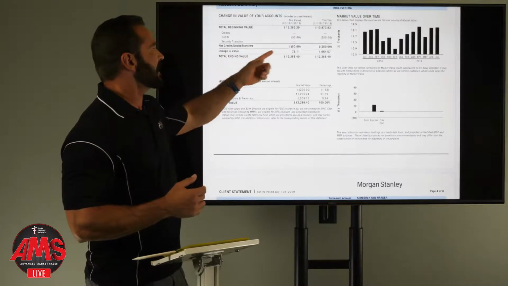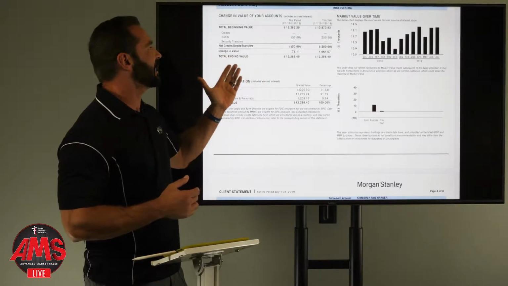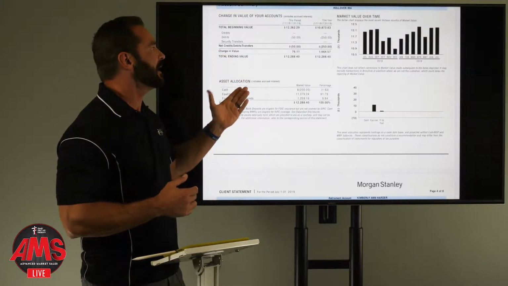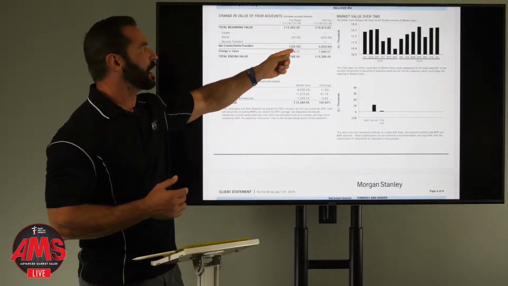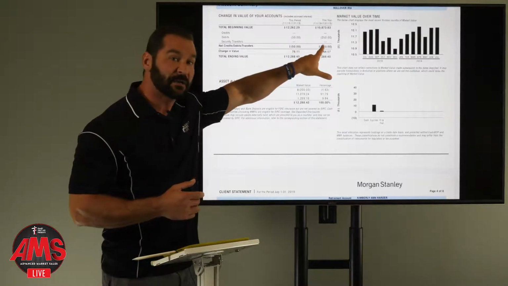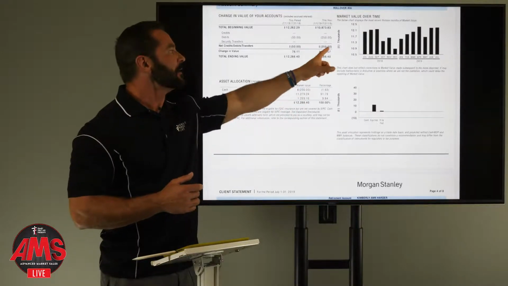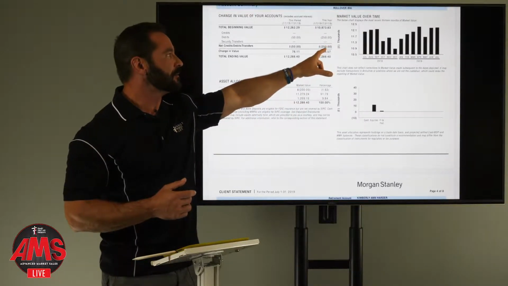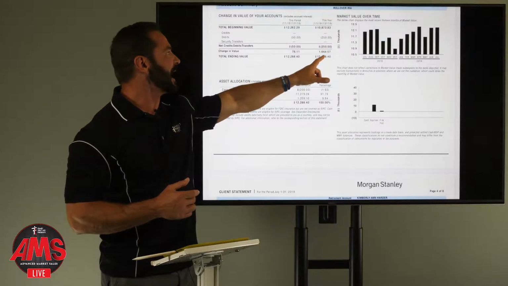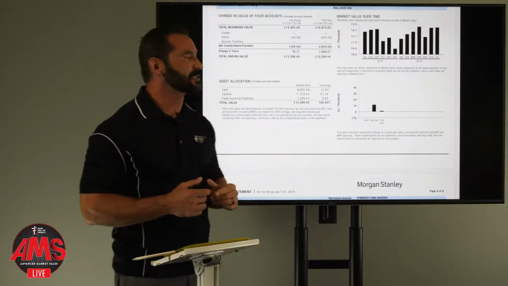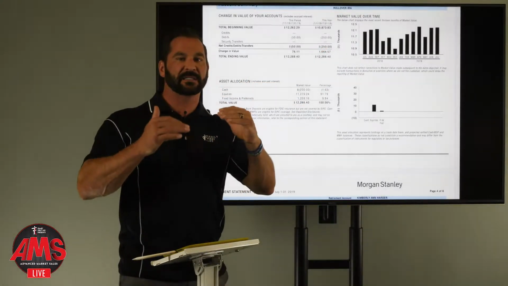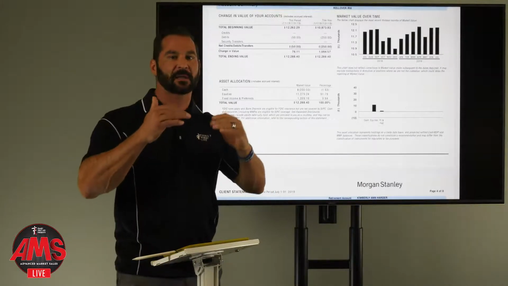Net credits, debits, transfers minus $50, and then the change in value. Okay. Now, if there's a $50 charge, this year it's been $250, so that's a quarterly or monthly charge. This year it's $250. But the change in value is 1,664. That means your unrealized gains.